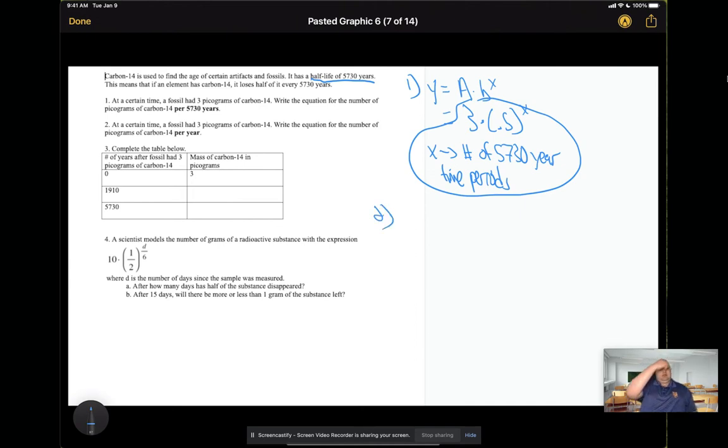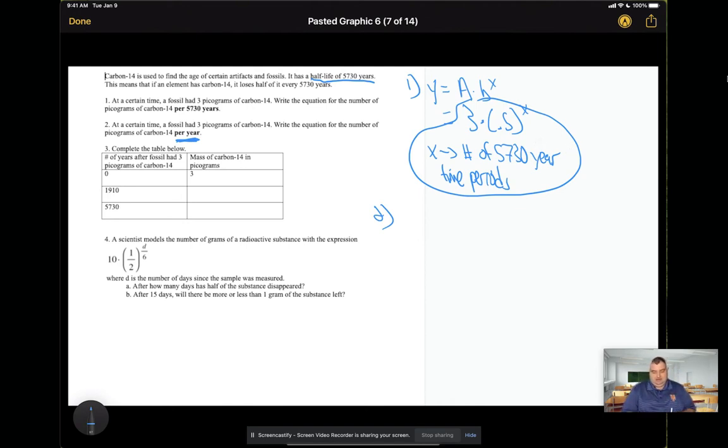Number 2. At a certain time, a fossil has 3 picograms of carbon-14. Write the equation for the number of picograms of carbon-14 per year this time. So the question is, if I have the number of years, what do I have to do to the number of years in order to find the x value? For example, if I wanted to find the number of picograms after 5,730 years, I would plug in x equals 1, because that's one 5,730-year time period. The point is I would take the number of years and divide it by 5,730.